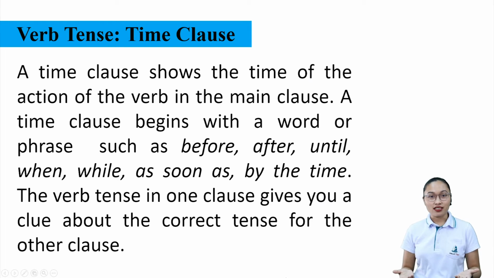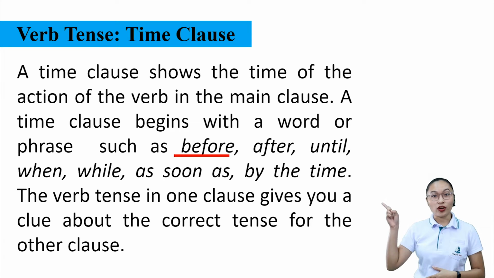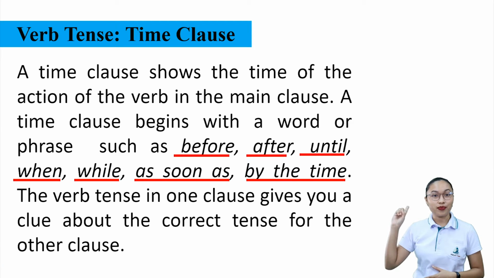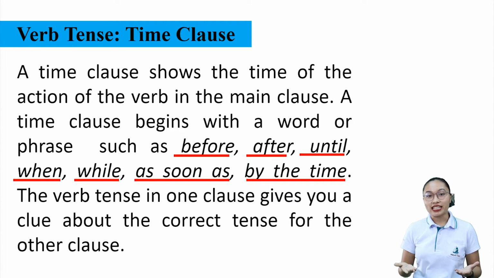A time clause shows the time of the action of the verb in the main clause. A time clause begins with a word or phrase, such as before, after, until, when, while, as soon as, and by the time. The verb tense in one clause gives you a clue about the correct tense for the other clause.